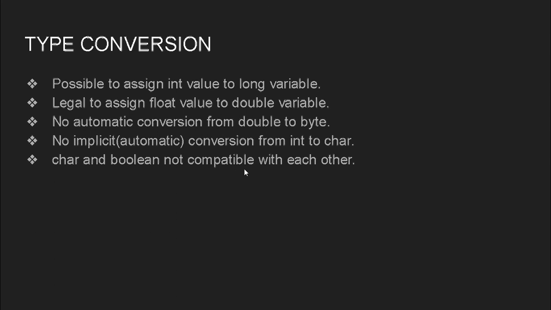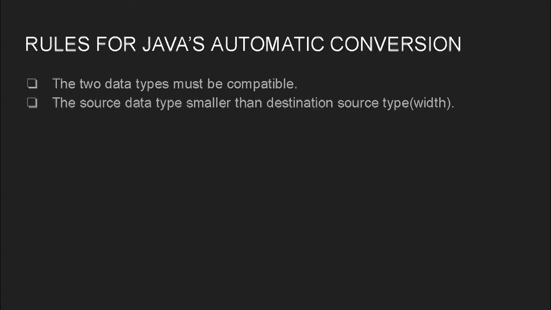So this is a very important concept which you need to remember, because if you try to store a double variable in a float, it is not going to work. However, if you store a float value in a double data type, then that is going to work. So these are the certain rules for Java's automatic conversion.